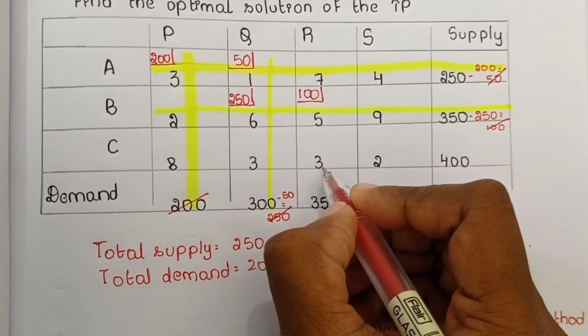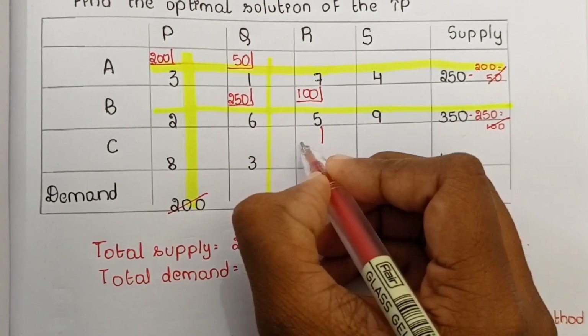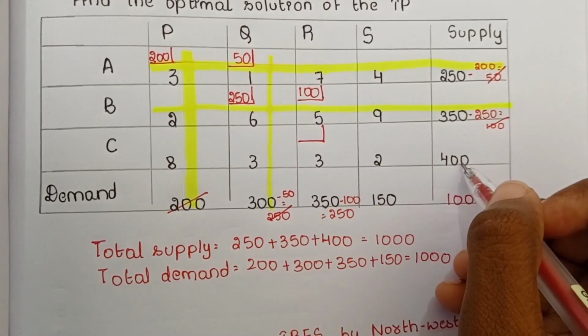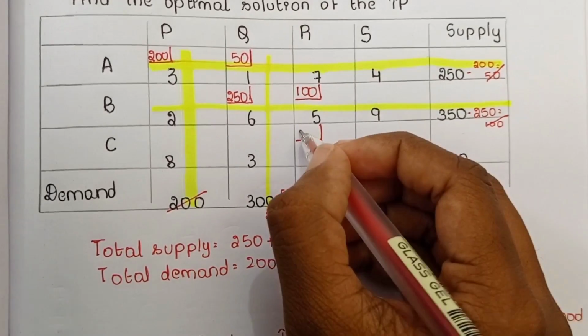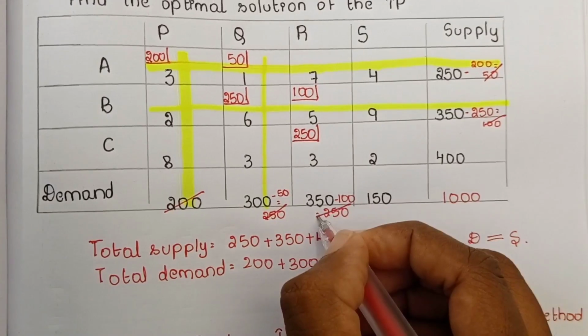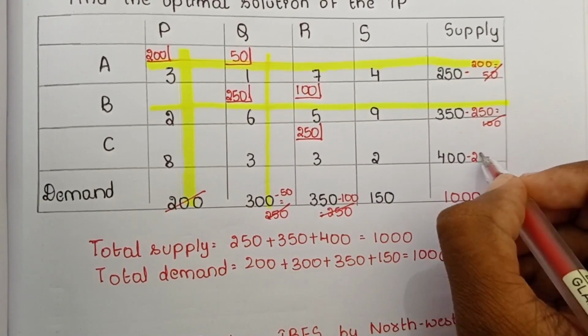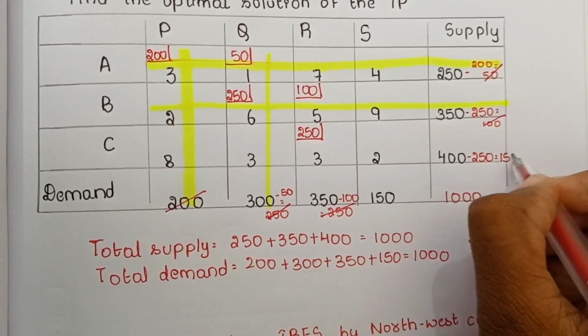So the remaining part is 3 and 2. Among this, the northwest corner is here. In this, the demand is 250 and the supply corresponding to 3 is 400. So the minimum value is 250. I will allocate that 250, and I have given entirely, so I will cancel that and deduct the 250 from 400. So 400 minus 250 is equal to 150.